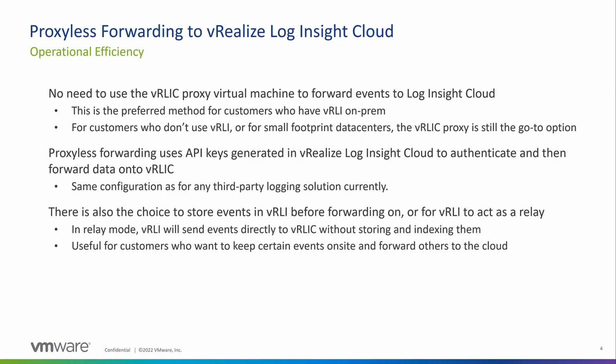So if there are certain events that a user would want to send straight to the cloud without ingesting on-prem, they can do that, and it'll just forward straight through and go to the cloud. And if there are other events they want to keep on-prem, they can do that as well, all based on how they set up their filters and how they set up their tagging.